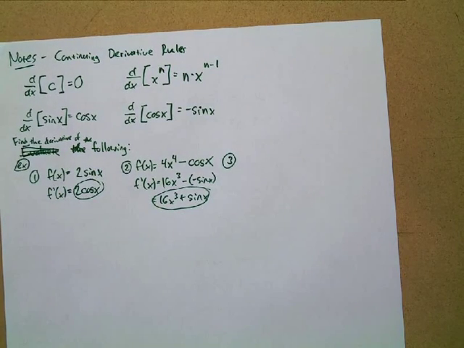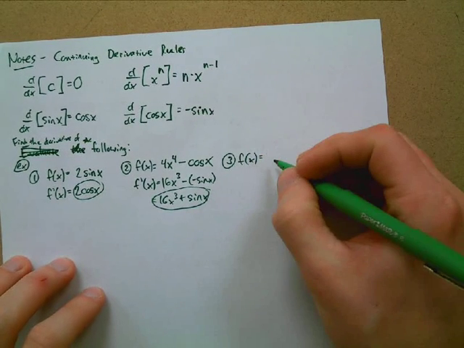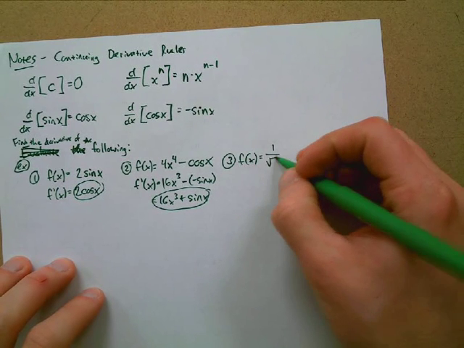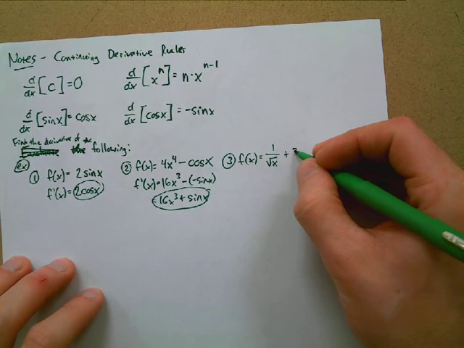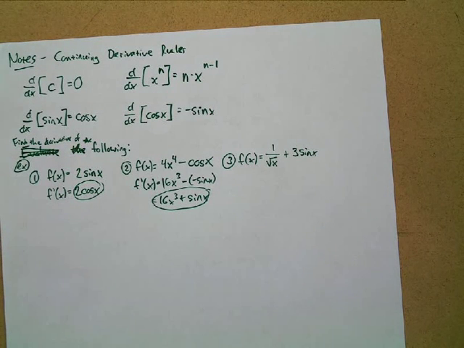Let's do one more here. Let's see. How about 1 over the square root of x plus 3 sine x. 1 over the square root of x plus 3 sine of x.